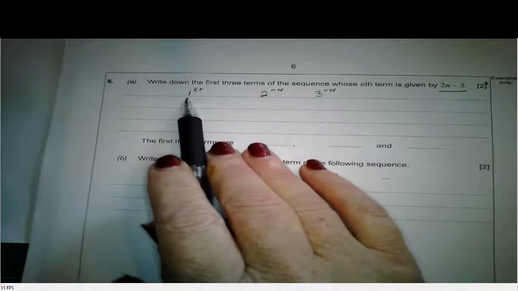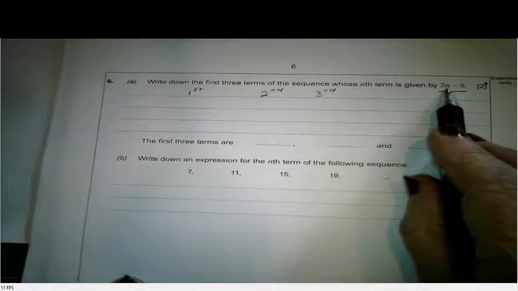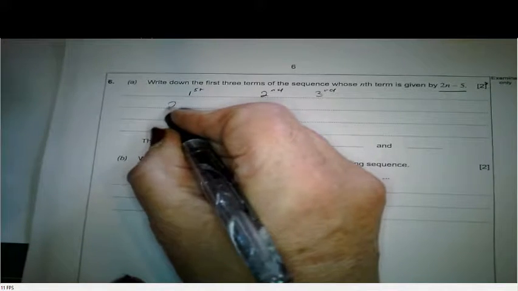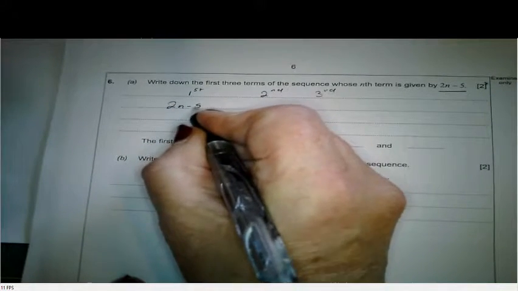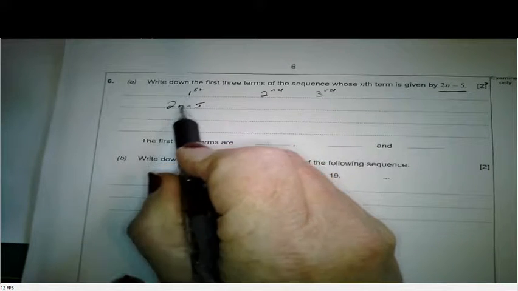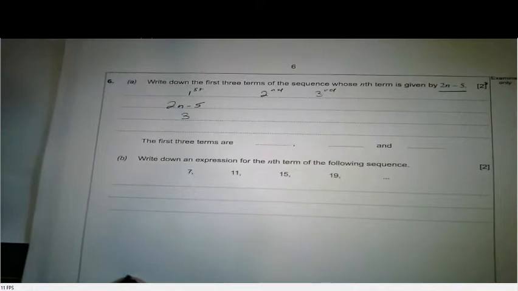So the first term, then the second term, and then the third term. Now to find out the value of the first term, I simply substitute 1 for n, and that will give me the value of the first term. So 2n minus 5, and it's where n is 1 because that's the first term, so that's 2 minus 5, which of course is minus 3.